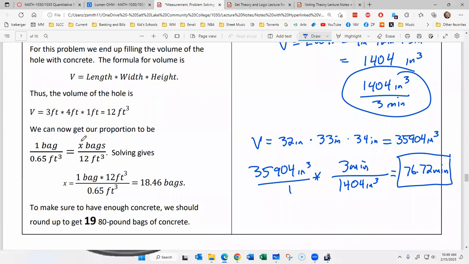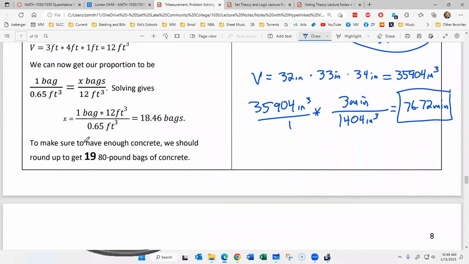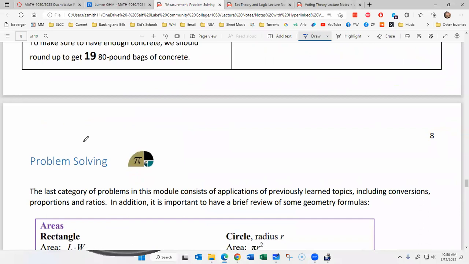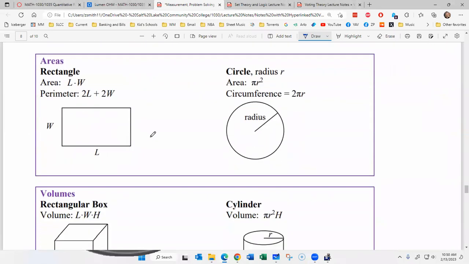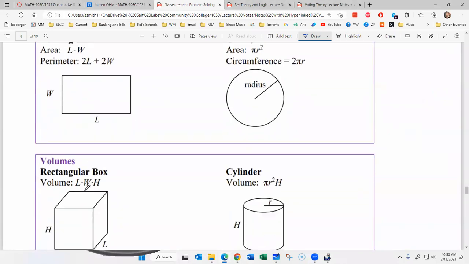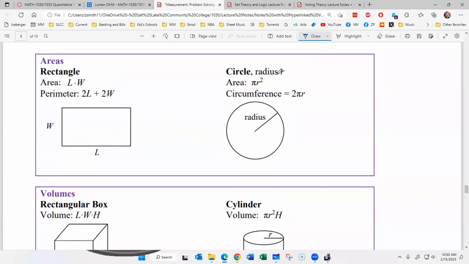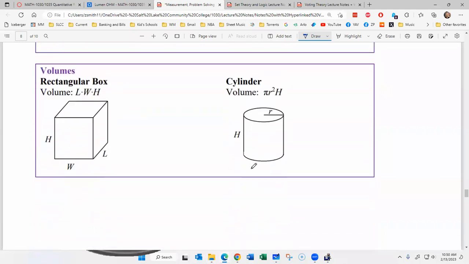All right. This section never ends. Problem solving. Have some formulas. Length, width, height, volume. We've used some of these. The circumference and radius, area of a circle, cylinder.